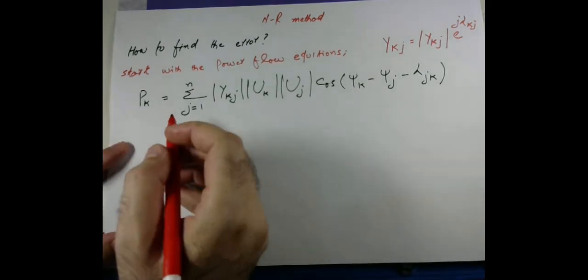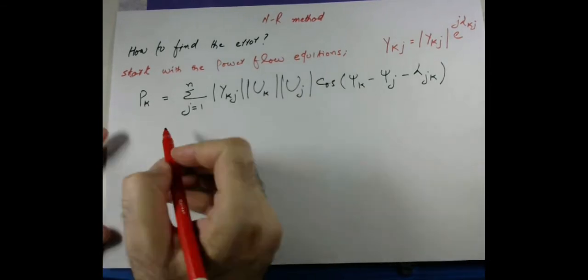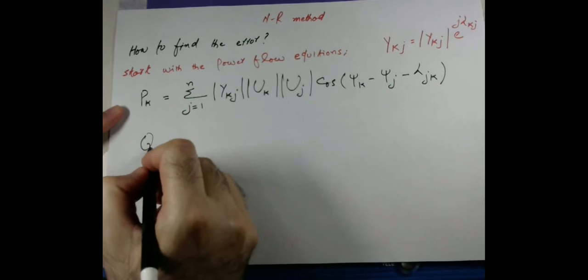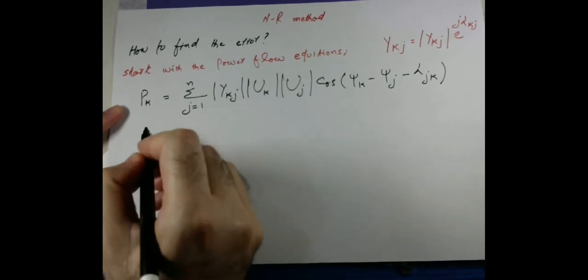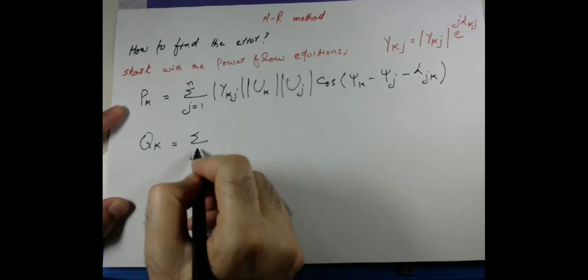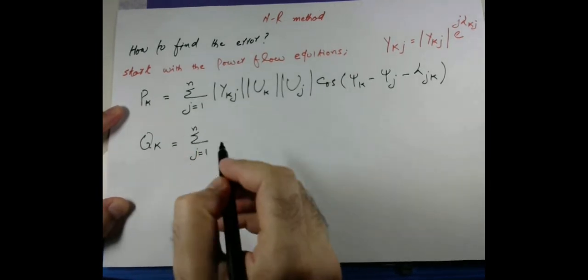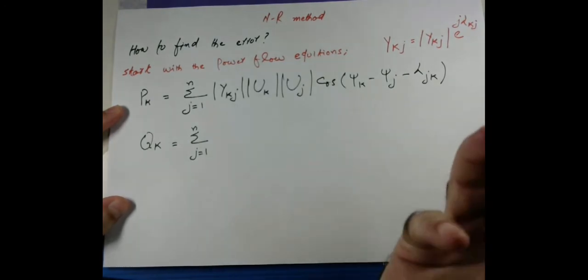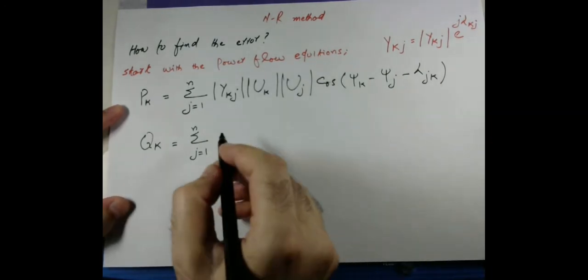So similarly, we can write the expression for the reactive power, that will be equal to Qk, which is the reactive power, that will be equal to, once again, summation j from 1 to n, and n basically depends on the number of buses in a particular network.